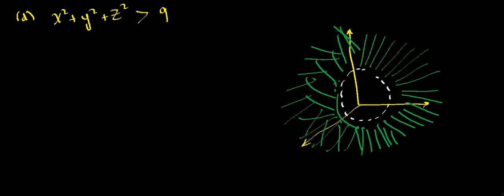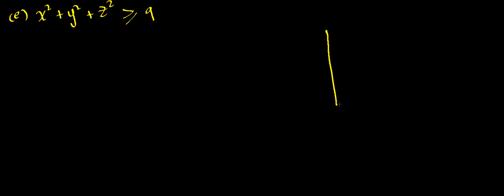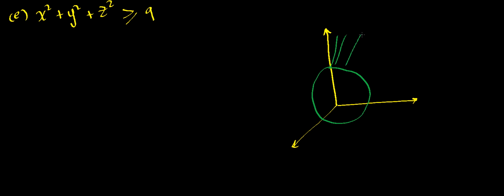Okay. Let's do a last example. Equation, I guess that's E. It says x squared plus y squared plus z squared is bigger than or equal to 9. So in this case, the sphere of radius 3 is included, and I would have to shade it. So that's the sphere of radius 3. So it counts, and also everything outside counts.